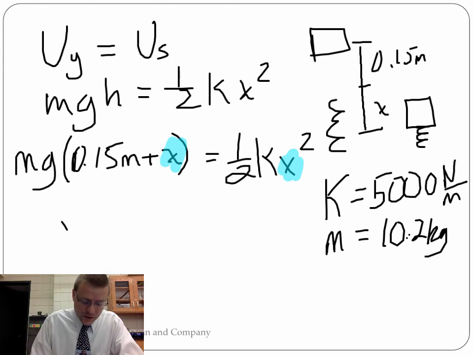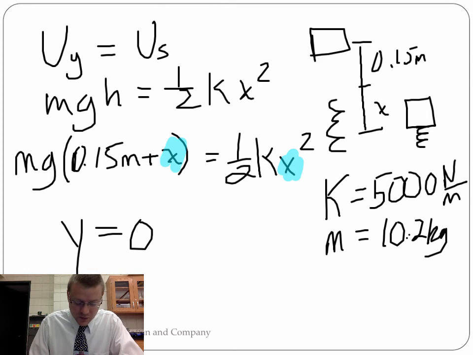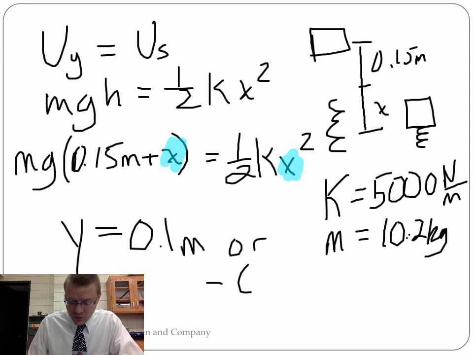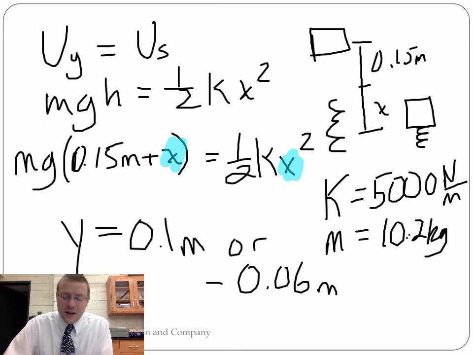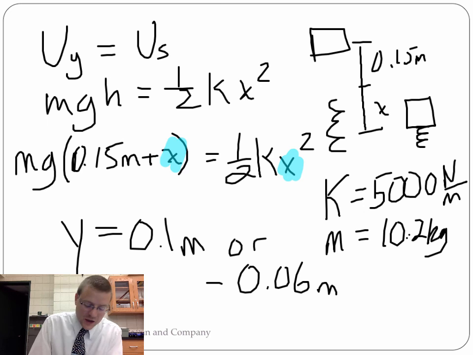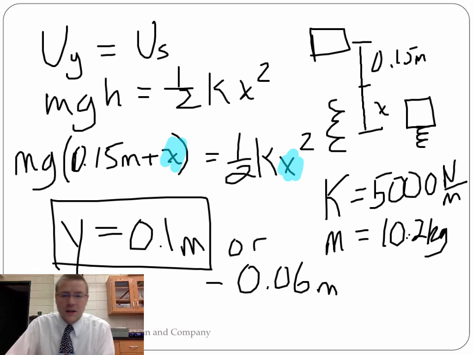So when you do this, your x comes out to two different roots, 0.1 meters or negative 0.06 meters. And if you're looking at the way we defined our height, having a negative height would be something having the spring stretch higher up than it normally was. So 0.1 is the value that makes sense for our compression here.